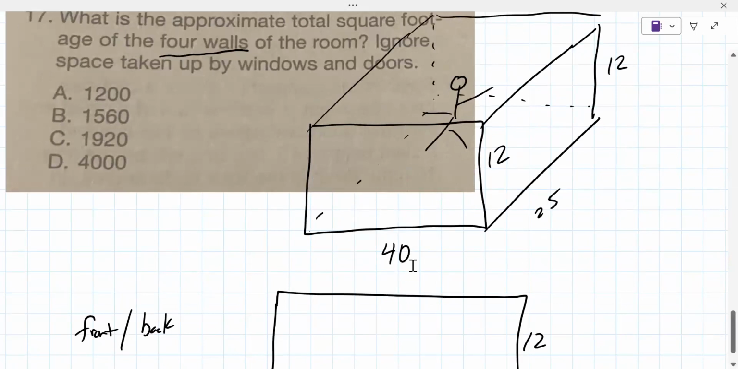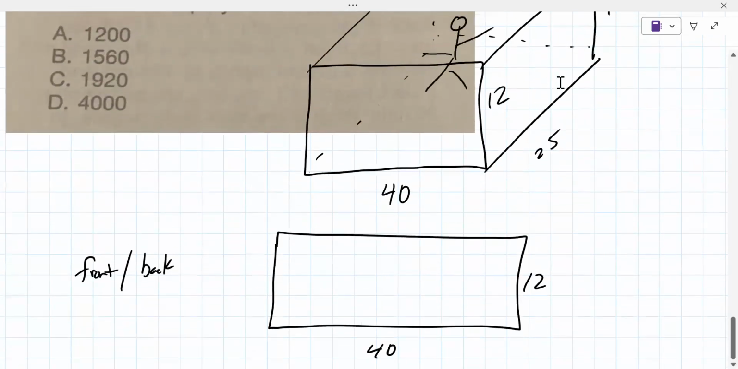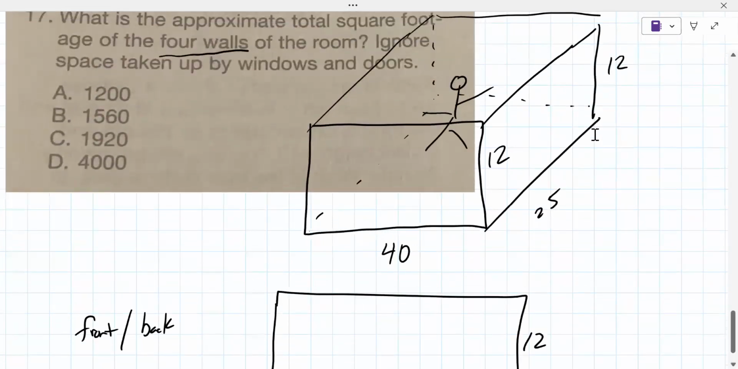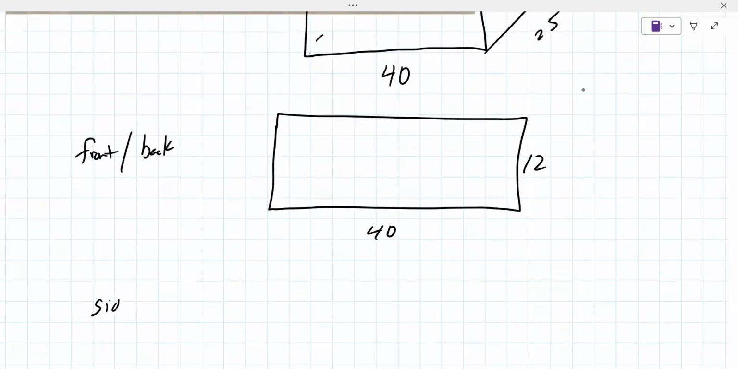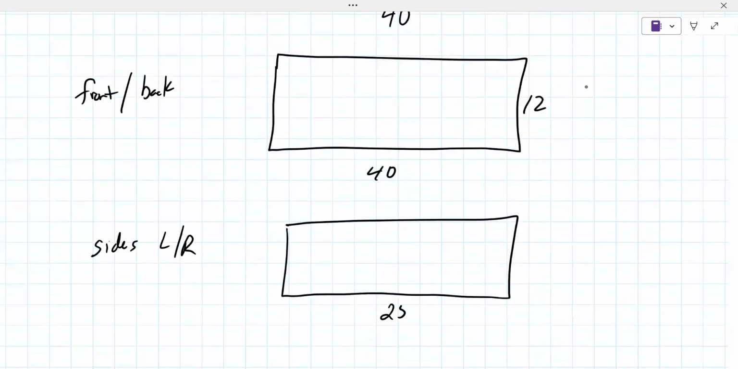Like this: 40 from the front, 12 height. Is that okay? And then the sidewalls are 25 by 12. So the sides, you can think of it as the left and the right. It's 25 and 12.